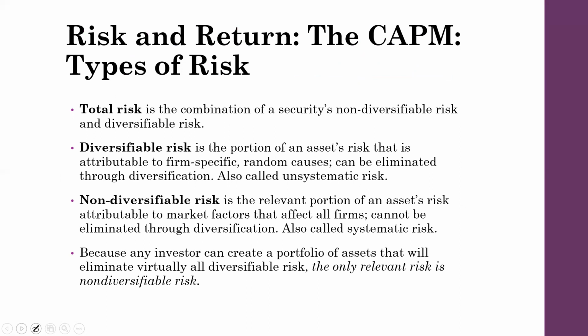Let's define some terms. Total risk is a combination of the firm's non-diversifiable risk and diversifiable risk. So we need to differentiate those, right? The CAPM takes into consideration non-diversifiable risk and diversifiable risk. The diversifiable risk is the portion of the asset's risk that is attributed to firm-specific random causes that can be eliminated through diversification, also called unsystematic risk. It's based on the company and all that's happening there, management and choices that they make. Then there's non-diversifiable risk, which has to do with market forces, and we can't do anything about that. That is called systematic risk. But when we diversify our portfolio, we want to get rid of the unsystematic risk.